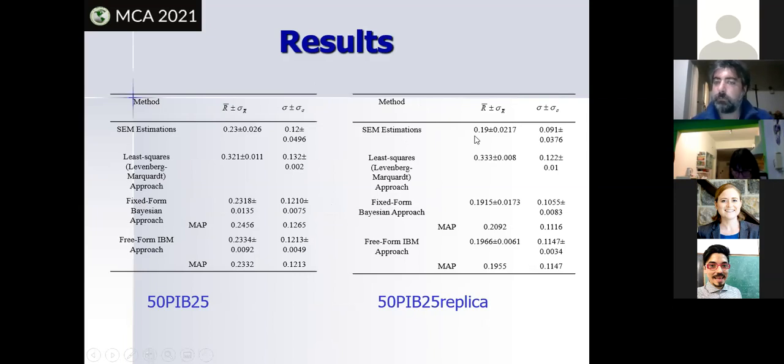see the SEM estimations have a mean radius of about 0.19, and the least squares without Bayesian approach is about 0.33. So there was some difference, but when using the Bayesian approach, the fixed form, we have 0.1915 and 0.1966 with the freeform scheme. Also, the maxima posteriori were more similar.